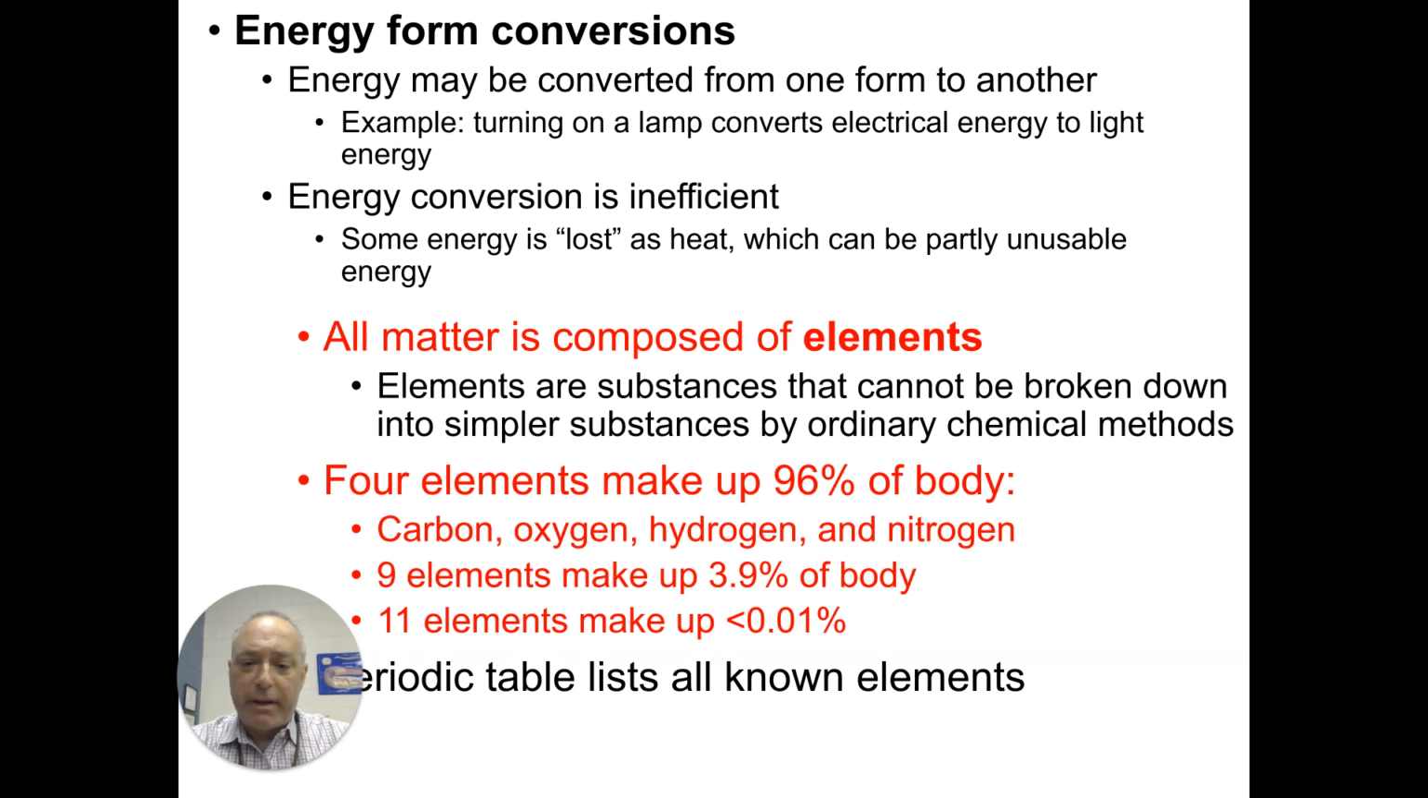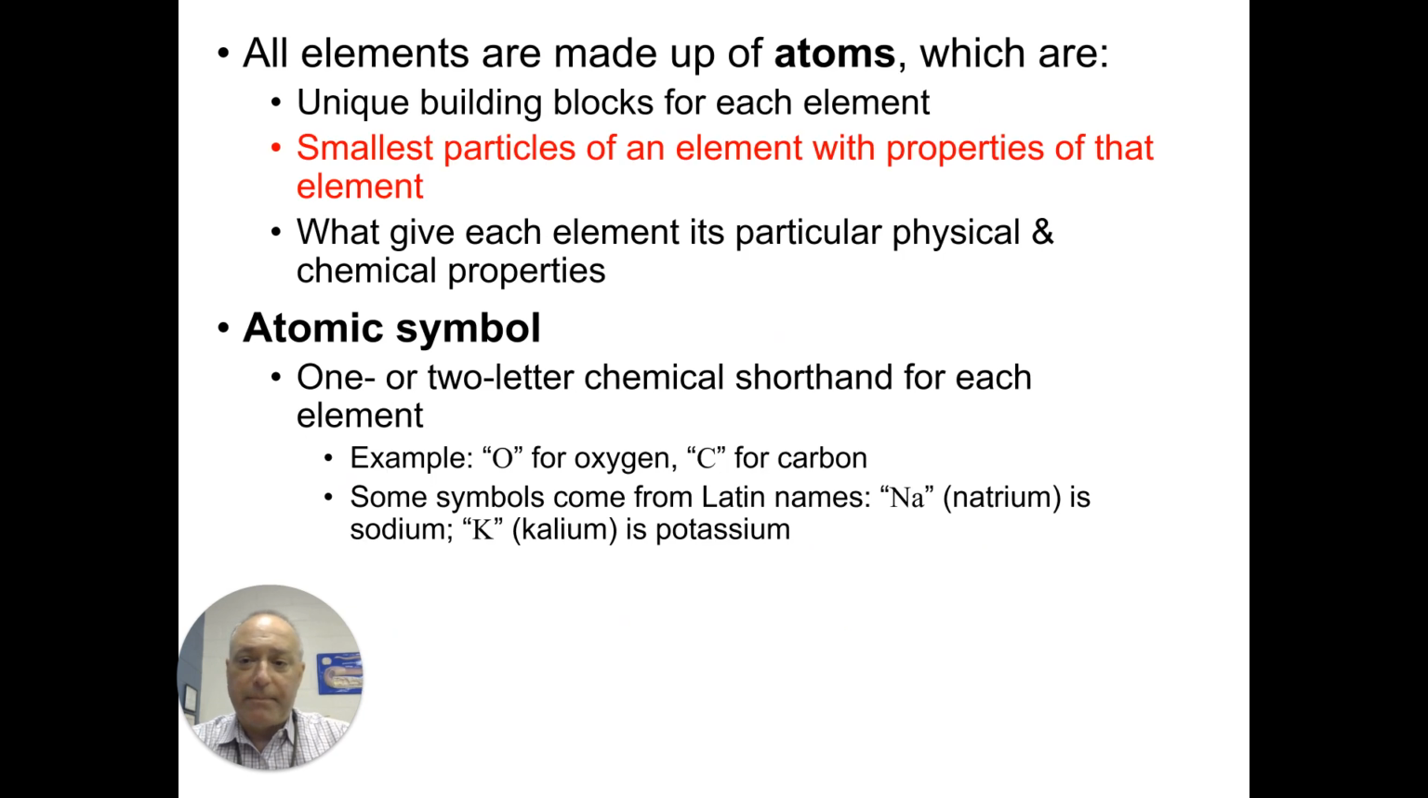Now all matter is composed of elements. There are four elements that make up 96% of the body. This is carbon, oxygen, hydrogen, and nitrogen. Those are the main elements, carbon, oxygen, hydrogen, nitrogen. There are then various other elements that make up about 4%, and another group that make up less than 0.1%. So all elements are made up of atoms, which are unique building blocks. They're the smallest division of matter. And there's the atomic symbol.